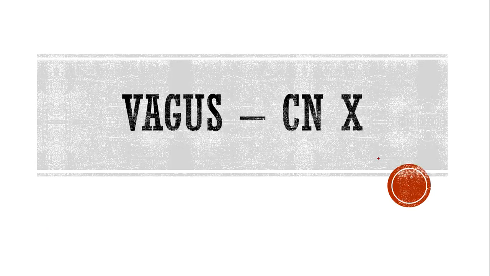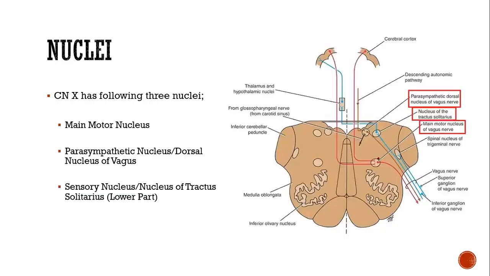Moving on to the vagus nerve. Now, the vagus nerve is the 10th cranial nerve. We're going to cover exactly the same headings for that. So let's start with the nuclei. Now again, the vagus nerve is also a mixed type of nerve. It also has three nuclei. It has a main motor nucleus, which you can clearly see here.